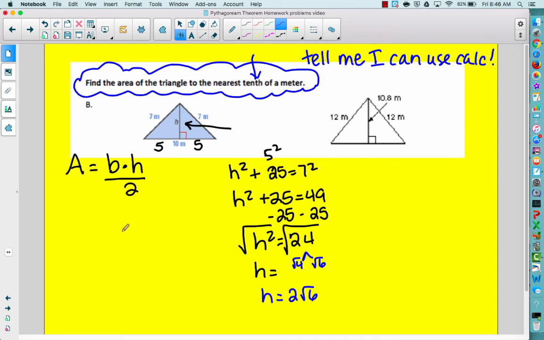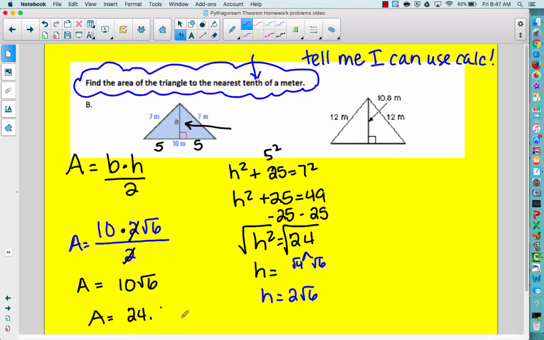So my base was 10, my height was 2 root 6, and this is divided by 2. So I'm now calculating the area. So I'm going to simplify. The 2's cancel because it's multiplication. I can do that. So I get 10 root 6. I'm going to put that into my calculator. Good practice for you. We're rounding to the nearest tenth. So the area is 24.5 meters squared.